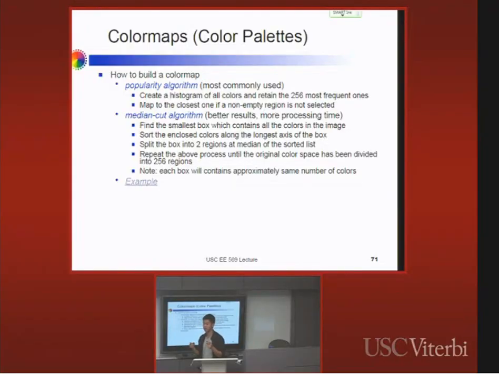For example, in a night sky image, the popular colors might be either very dark or very light. So all the other individual colors will be mapped to the nearest color that was selected.